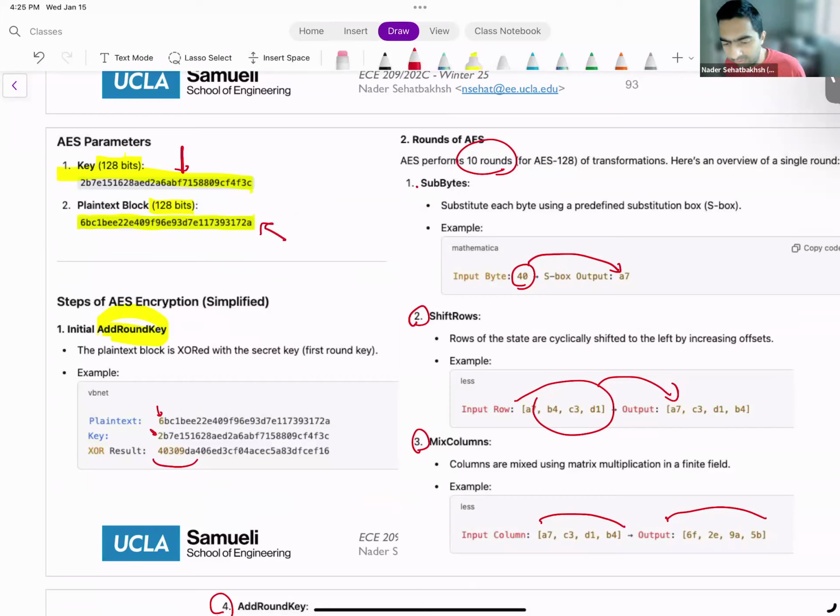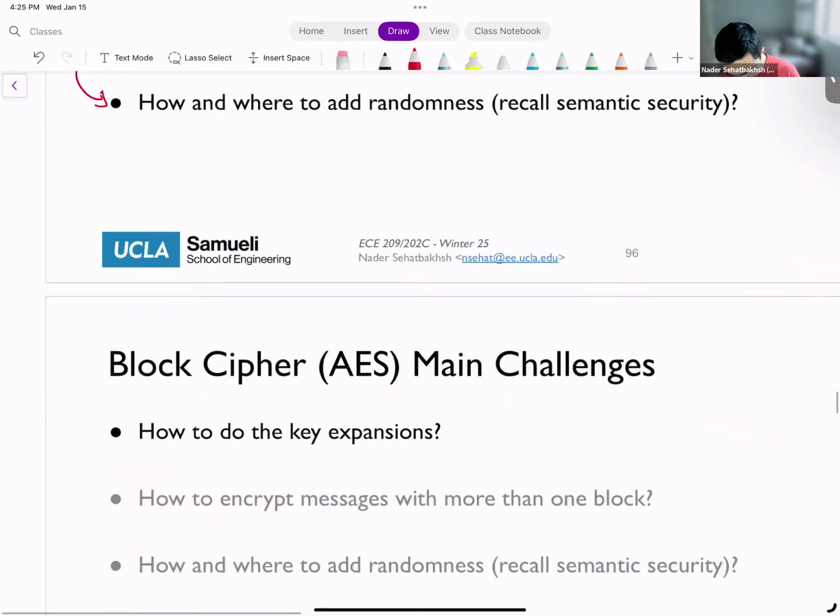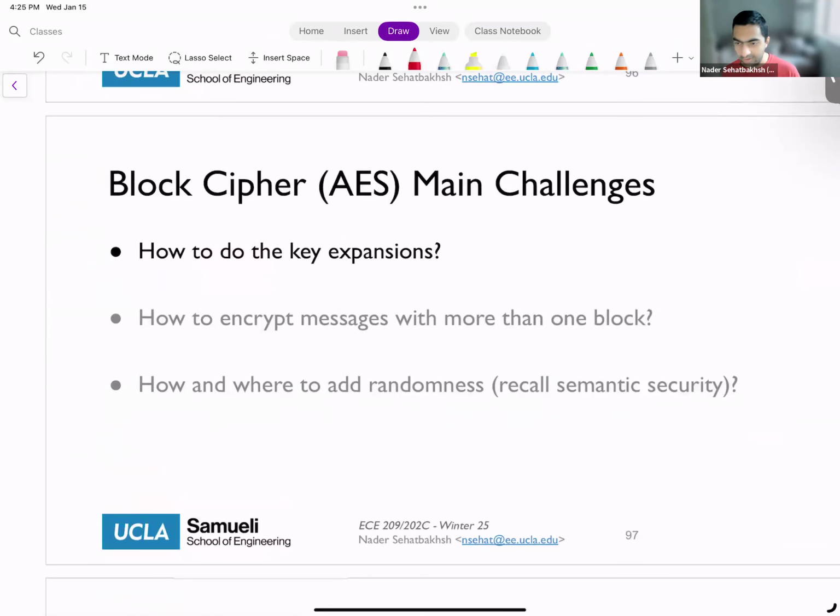Otherwise, the adversary will see the pattern and see the repeated ciphertext and understand something about my activities. So we're going to actually introduce this notion of nonce into this system. So far we haven't explained that. Okay, so let's talk about this. Let's talk about key expansion first.